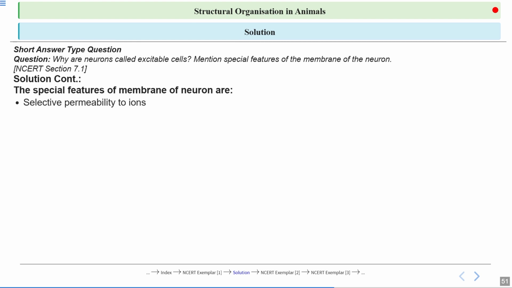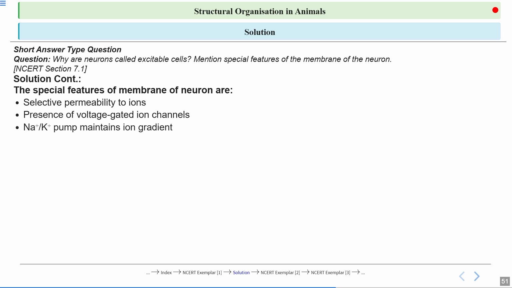Selective permeability to ions. All the ions are not permeable; only some of the ions are permeable to these cells. So, presence of voltage gated ion channels. They have voltage based ion channels, sodium and potassium channels. So these channels are present all over the axon and cyton region.